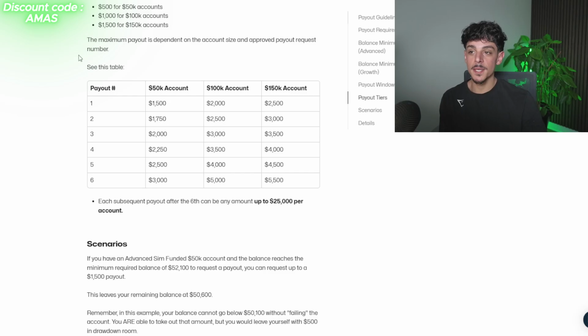Now let's talk about this table right here because it's super important. If you request more than one payout, you have access to a larger payout once you request it. So right here, let's say you have a 50K account. Your first payout is $1,500, but then if you did not blow that account, you kept trading on it and you qualified for a second payout, now you can ask for 1,750, right? It goes really fast, especially on the 150K.